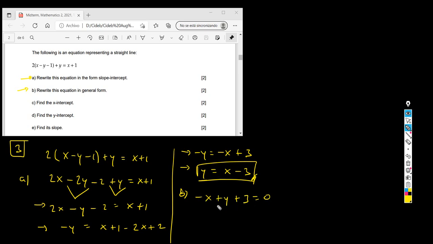I was telling your other classmates that took the exam type A that there can be many answers for this particular form, for the general form, because it's completely valid to multiply an equation, as you may know, by any number. For example, what if I multiply this equation by 2 on both sides? What if I do this just because I want to? I mean, it's completely valid, right? If it's valid, I can do it. I'm going to find this: minus 2x plus 2y plus 6 equals 0.